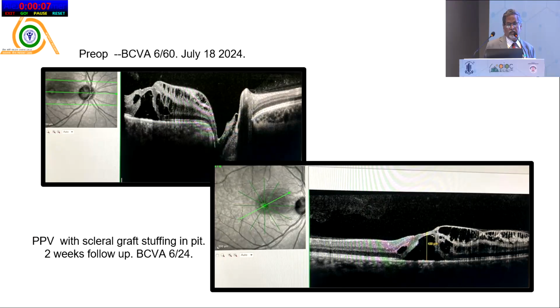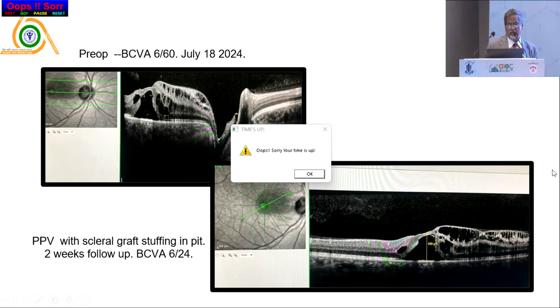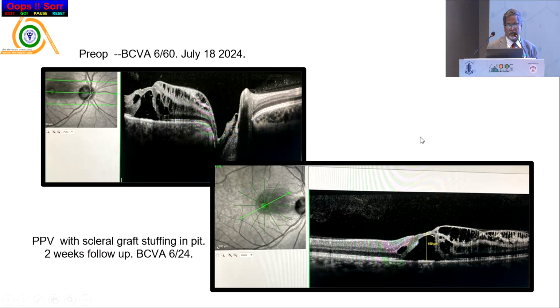This is another case where the patient presented with 6/60 vision, and in this case we have put a scleral graft in the pit, and there is a resolution, not complete resolution. This is 2 months old. There is no complete resolution of the fluid, still there, but the visual improvement is remarkable, 6/24.